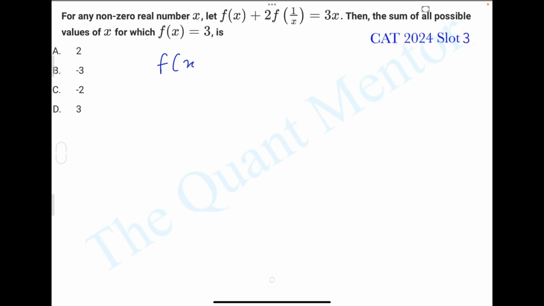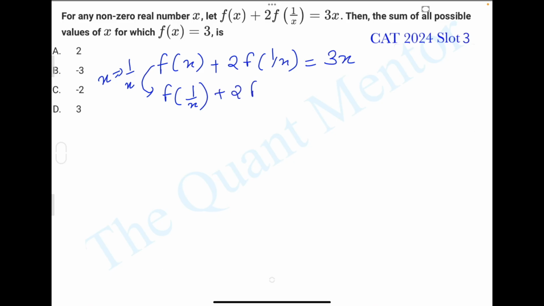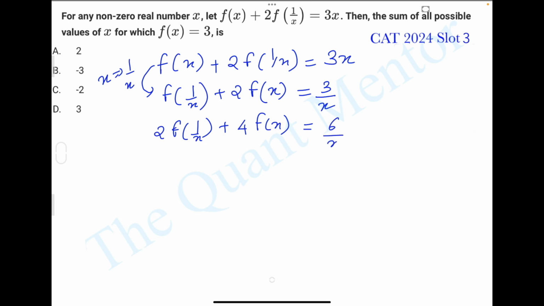It says f of x plus twice f of 1 by x is equal to 3x. The next step is to replace x by 1 by x in the given equation. So the first term will become f of 1 upon x, plus the second term would be twice f of the reciprocal of 1 by x, which will be x only, is equal to 3 into 1 by x, or 3 by x. And now this equation we simply multiply by 2 throughout. It will become twice f of 1 by x plus 2 into 2, 4 f of x is equal to twice of 3 by x, which will become 6 by x.